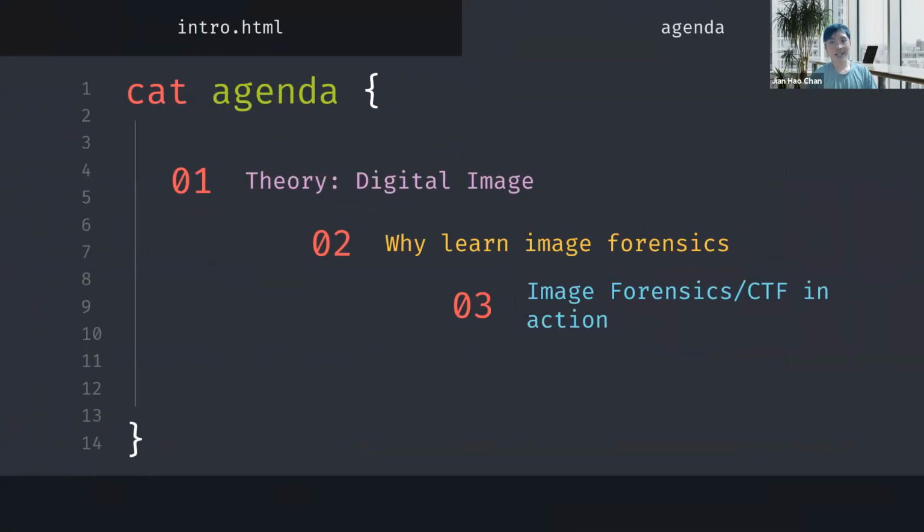Okay, so for the agenda for the talk today, I'll be sharing about what a digital image is, which is mostly some theory and background on it, followed by the motivation of image forensics. And lastly, I will show some applications of it in capture the flag challenges. And just a quick disclaimer, while I am interested in image forensics, I am no subject matter expert in this, but I'll try my best.